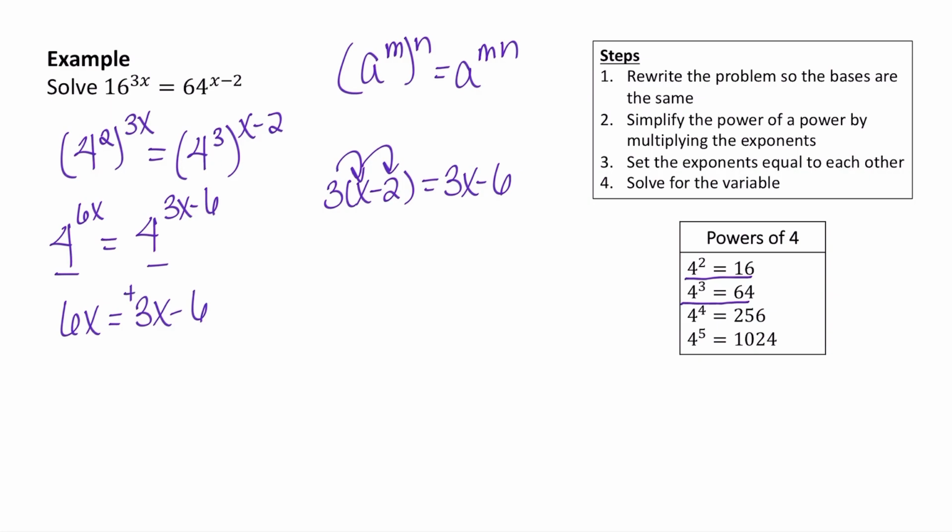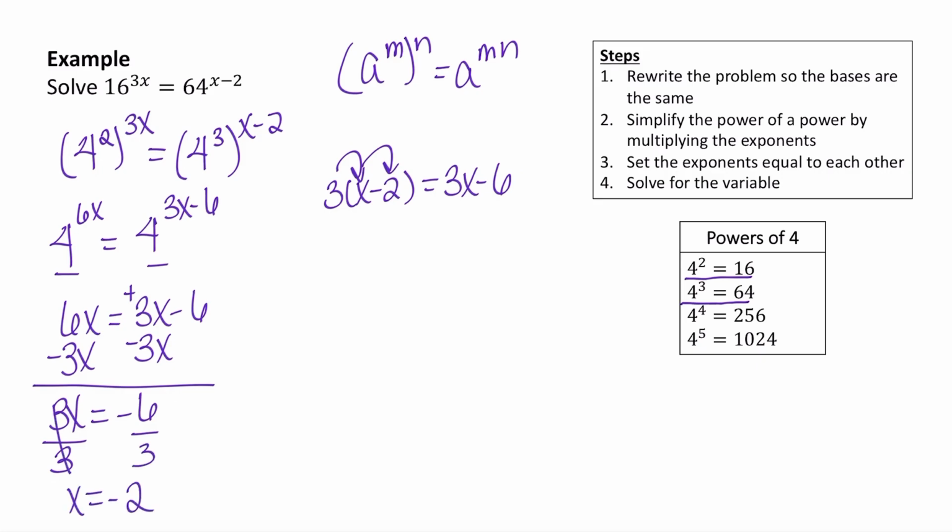This is a positive 3x, so I'm going to subtract 3x from both sides, which gives me 3x equals negative 6. And then if I divide both sides by 3, that gives me x equals negative 2. So you always want to make sure that your solution works.